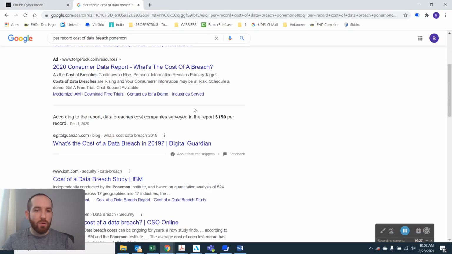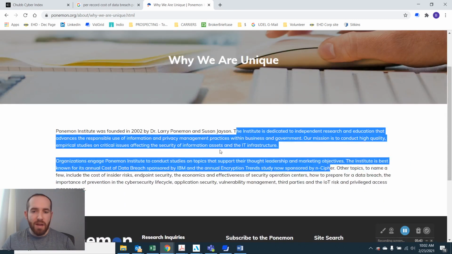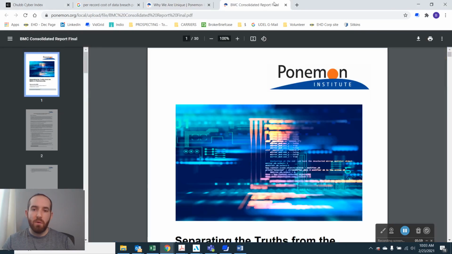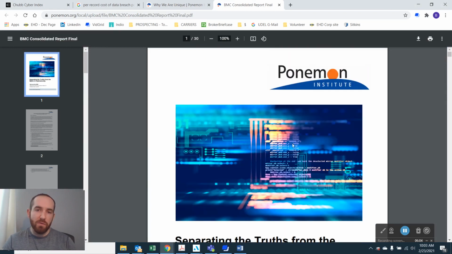So just a quick Google search here. What's the per record cost? It's $150 in 2019, and that's by the Ponemon Institute, which releases an annual cyber data breach report. It's an independent research firm. They partner with IBM. So if you Google the data breach or cyber risk report, you can certainly find an older copy for free, and you might be able to pay for the most recent copy.